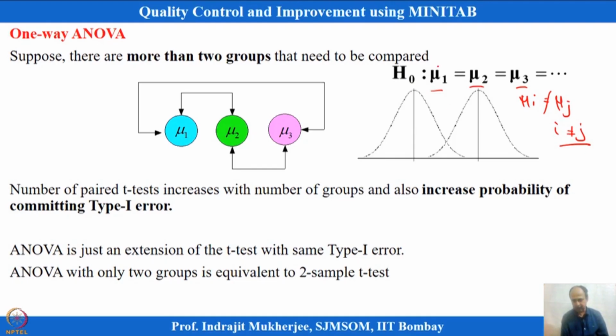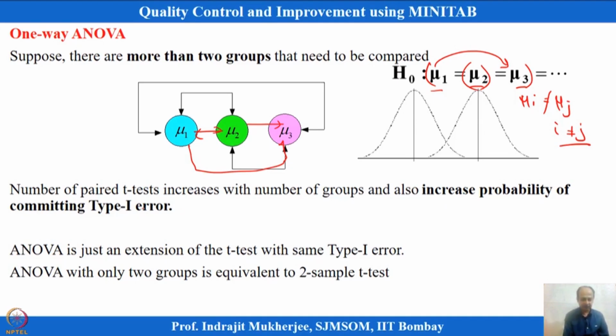So, I can compare mu1 with mu2, mu2 with mu3 and mu1 with mu3; pairwise comparison is possible, as shown here. If there are three levels, we can do 3C2 combinations. If I do these combinations, the probability that the overall judgment will be correct reduces.